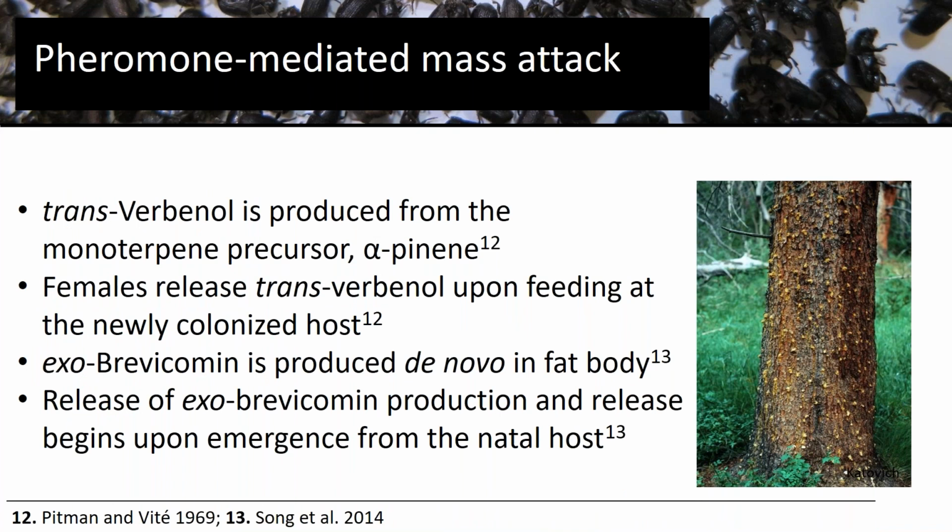So the next part of the study measured the effects of flight on pheromone production. The female-released aggregation pheromone trans-verbenol is produced from the monoterpene precursor alpha-pinene and released by the female upon feeding on the newly colonized host. The male-produced aggregation pheromone exo-brevicomin is produced de novo in the fat body and initially released after leaving the natal host tree.